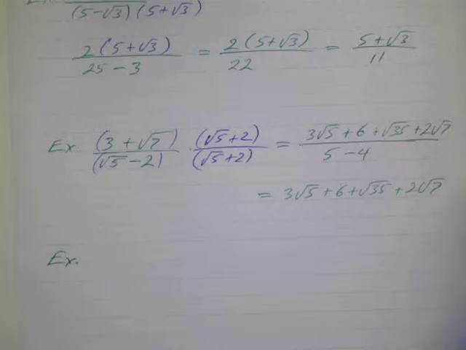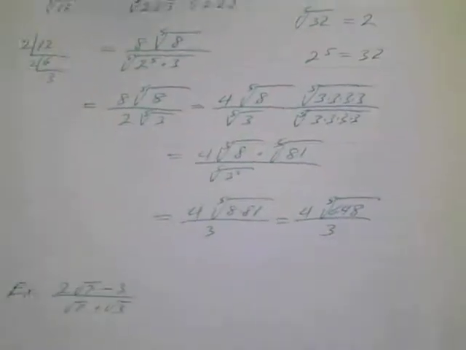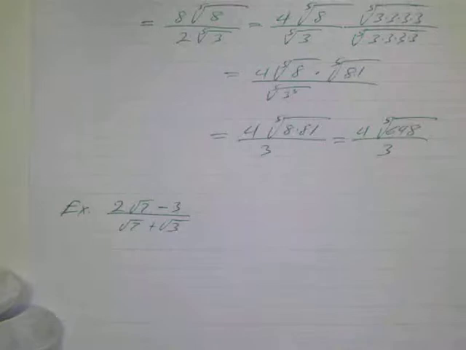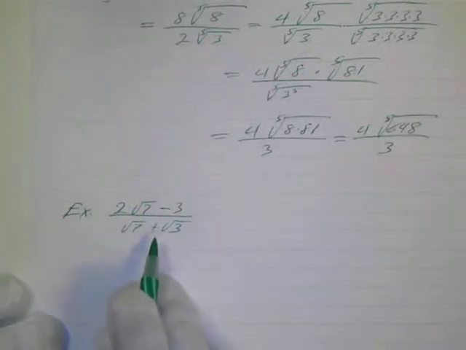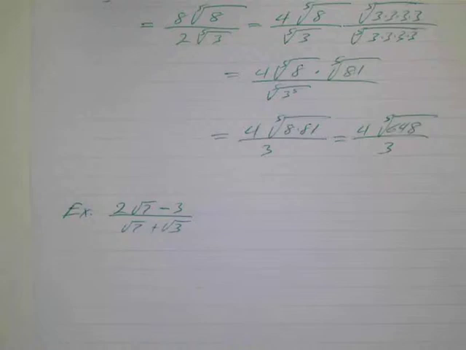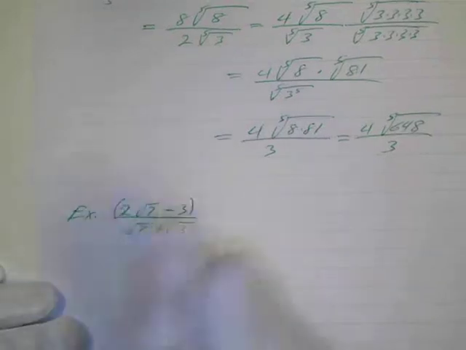Well, here's one that I was going to save because this is a little bit harder. Let's take a look at this one over here. And again, we've got radicals in the denominator. We've got 2, actually, so we're going to multiply by the conjugate again. And that's kind of like the magic pill. It takes care of everything.